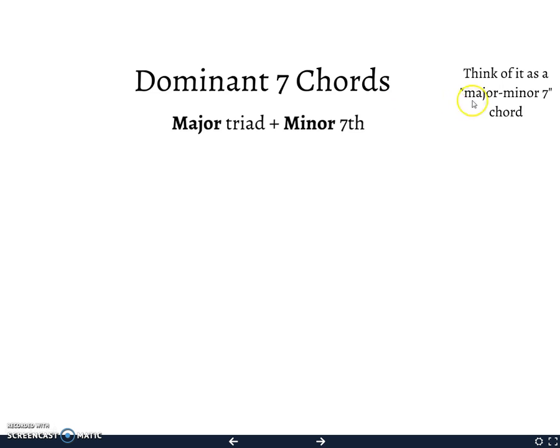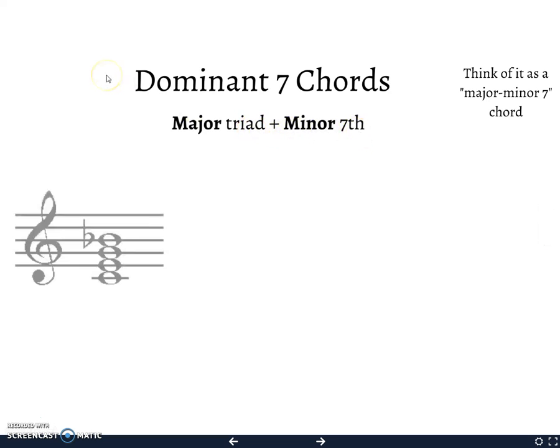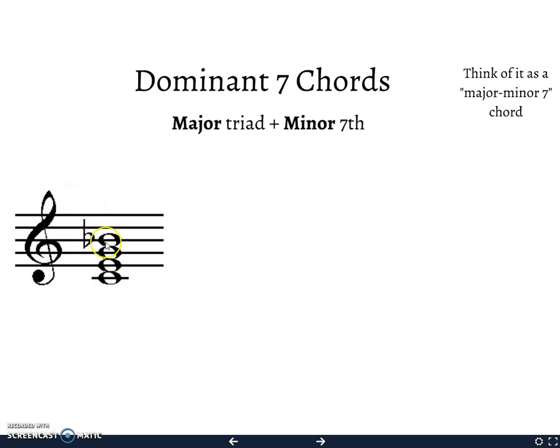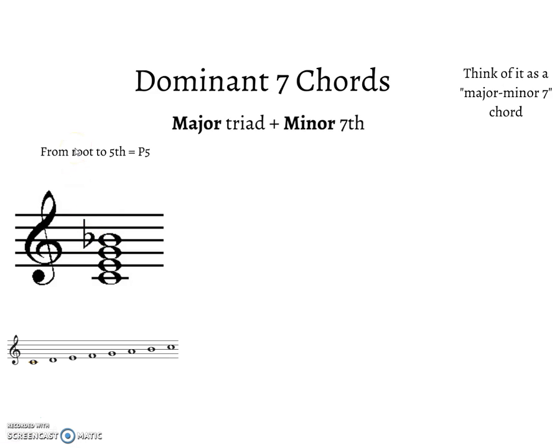Okay, the next type is called a dominant 7 chord. You can think of it as a major minor 7 because it's a major triad with a minor 7th on top. Our major 7 chord sounded like this. Our dominant 7 sounds like this. The only difference being that the top note of our chord is a half step lower than it used to be.